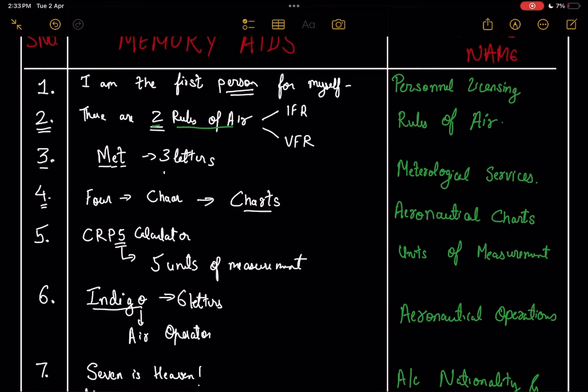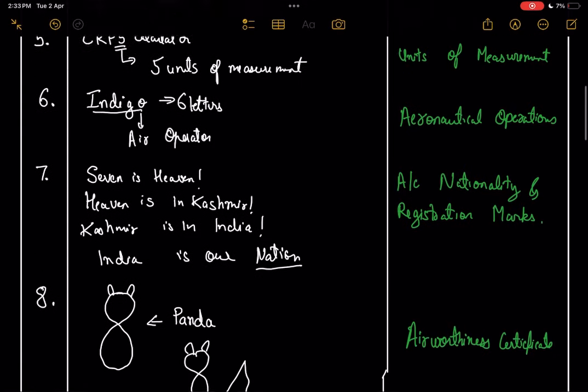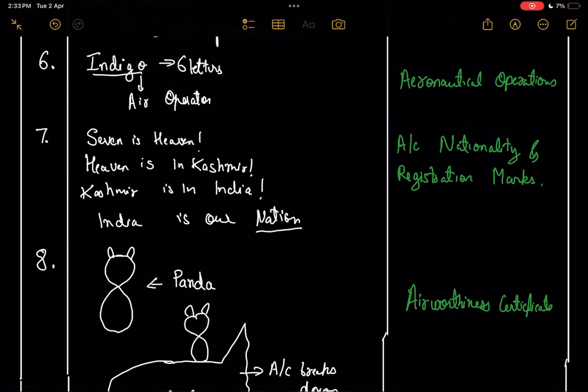Now let us catch up on what all we have learned. Annex 1, first person for myself, personal licensing. Annex 2, rules of the air, IFR, VFR. Annex 3, MET is 3 letters, so Annex 3 is meteorological services. Annex 4 is charts, aeronautical charts. Annex 5, in navigation we have one calculator known as the CRP5 calculator. So 5 over there refers to units of measurement, isn't it?